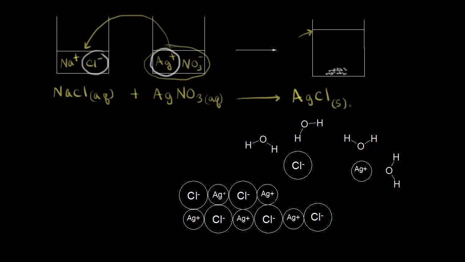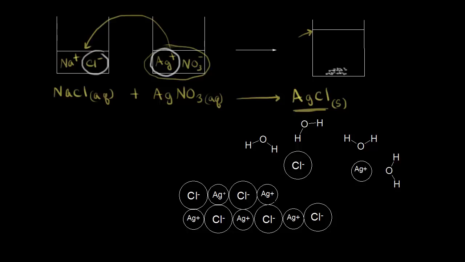So this is the process of precipitation, which is the opposite of dissolution. In dissolution, we put a solid into water and we formed ions. Right? In precipitation, the ions come together to form a solid, and that solid spontaneously falls out of solution. So silver chloride is our precipitate.